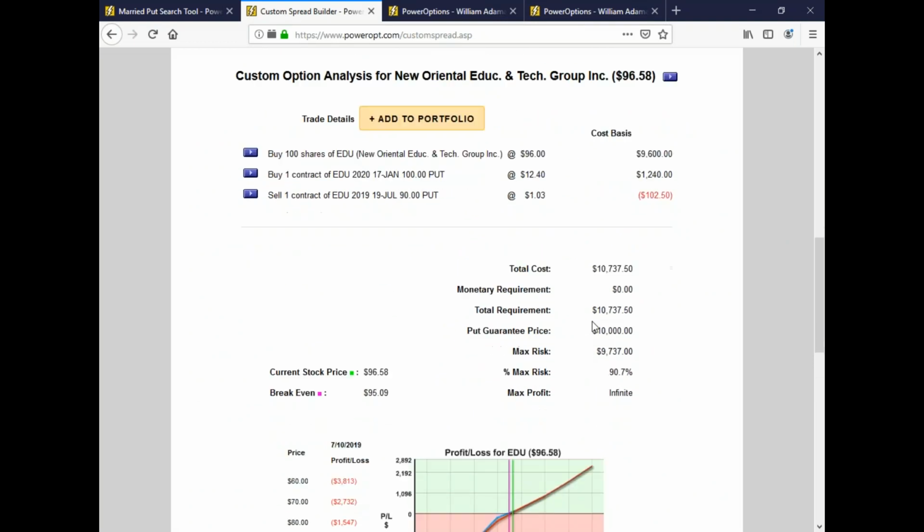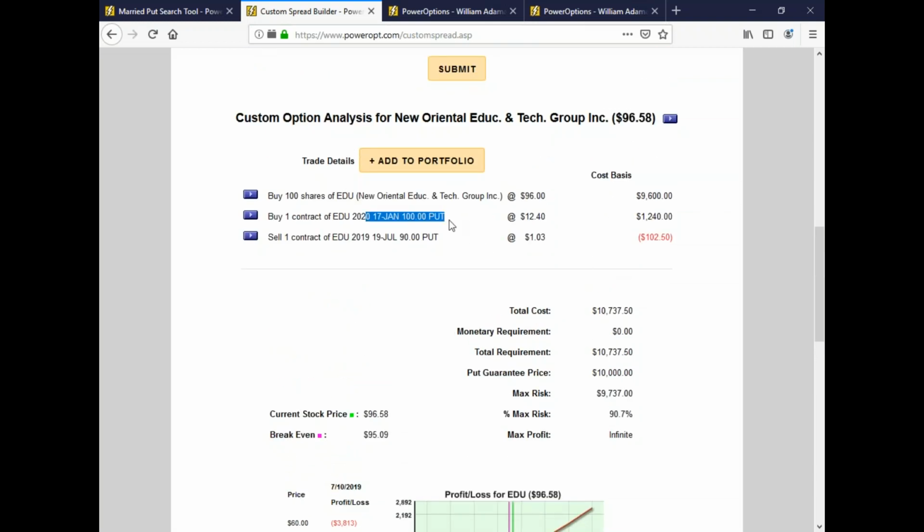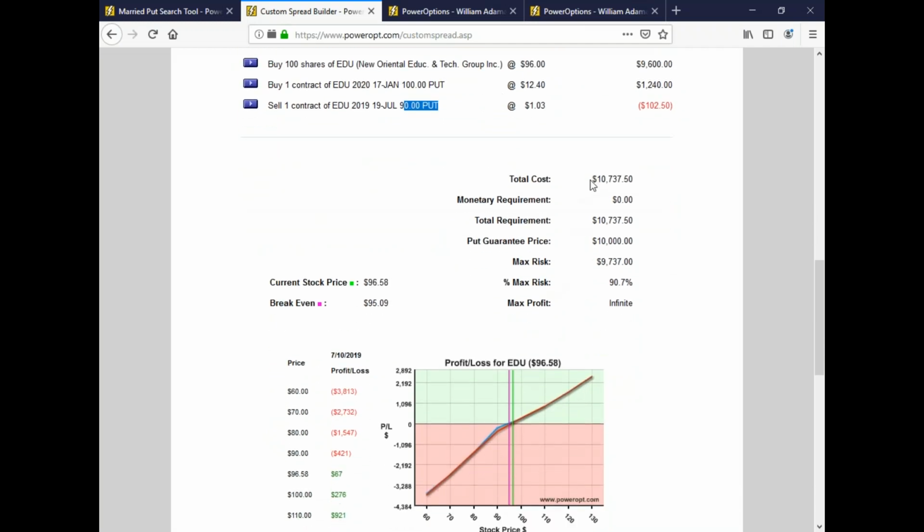But what just happened? My risk goes up now to $9,737, or 90.7%. Upside is still infinite. Why did the risk go up so high? Your long put can either only cover the stock or the naked put. It doesn't work that way. It can't cover both. So now I have another obligation to buy shares of stock. I may not have to put up the margin requirement depending on how my broker reads this 100 versus this 90. But again, I have a long stock position.